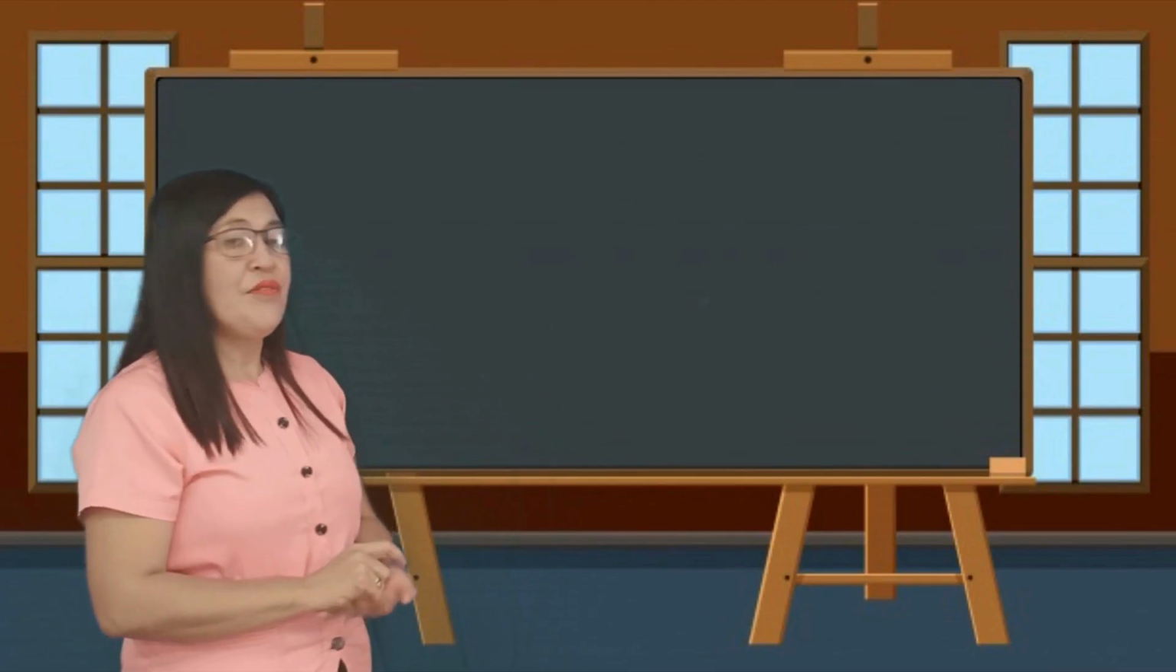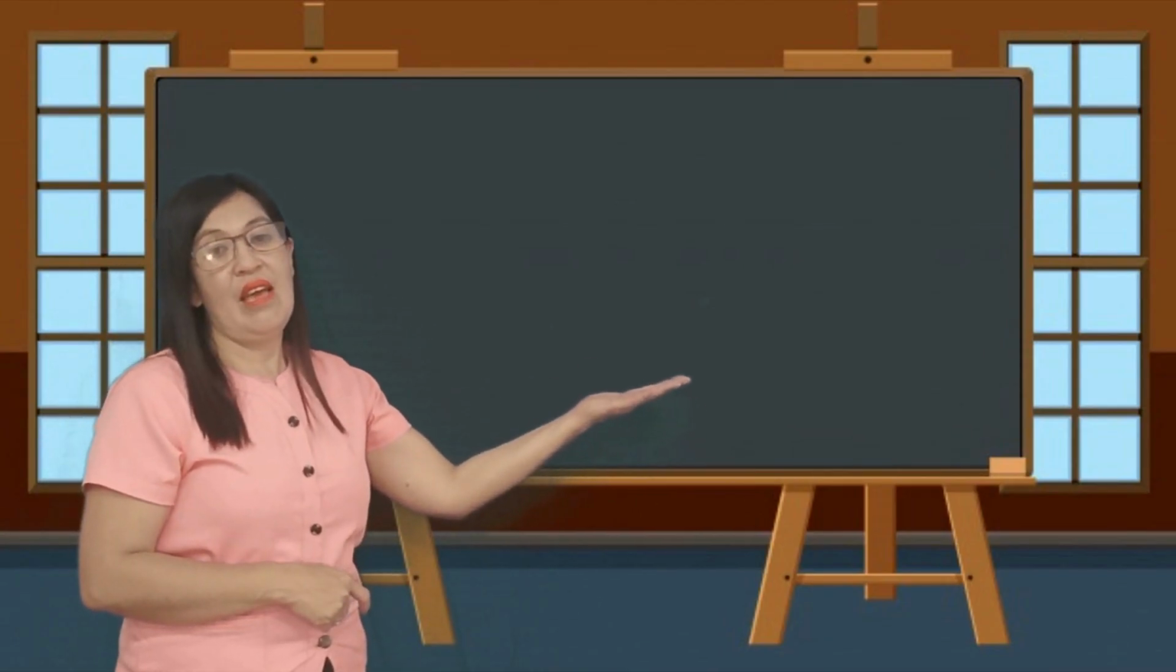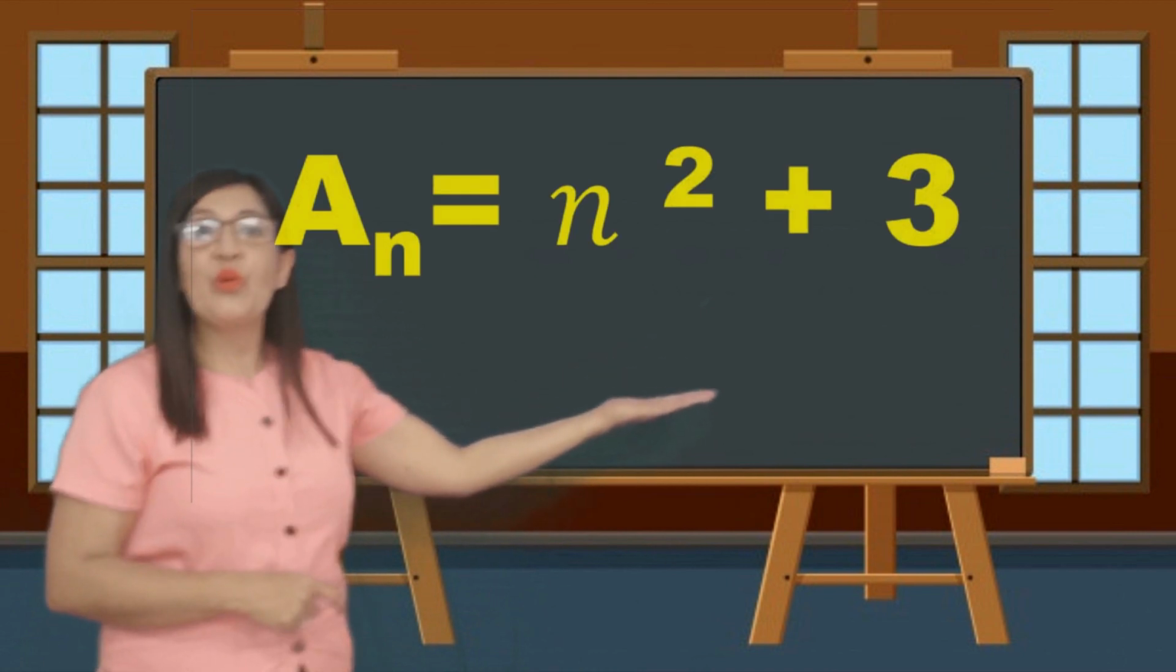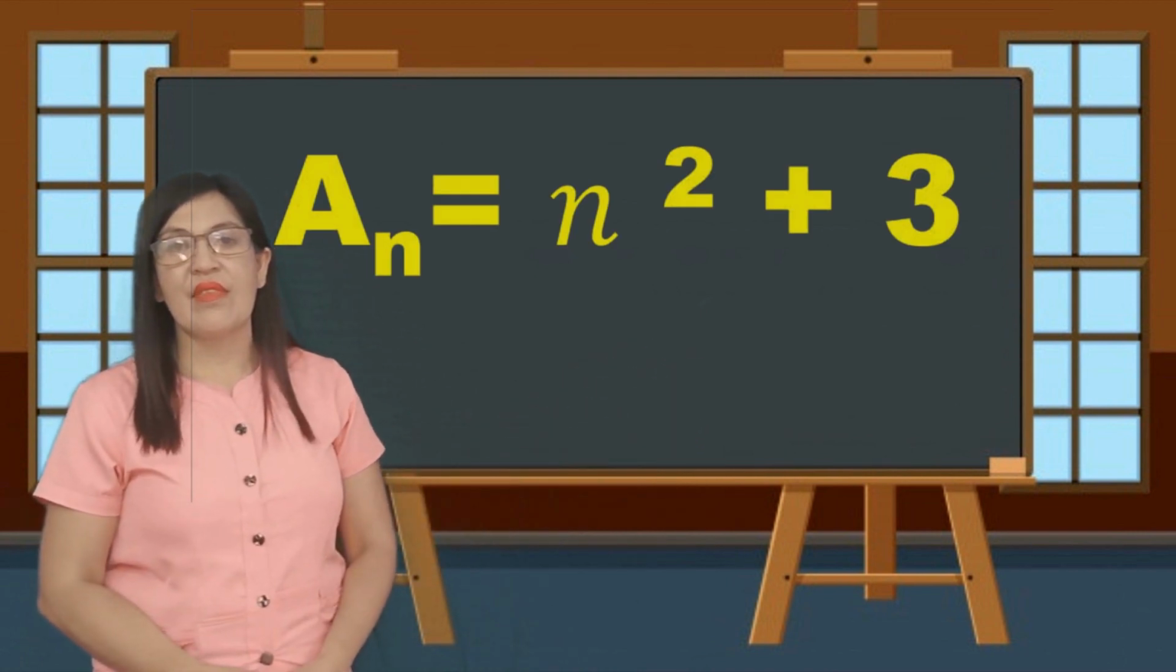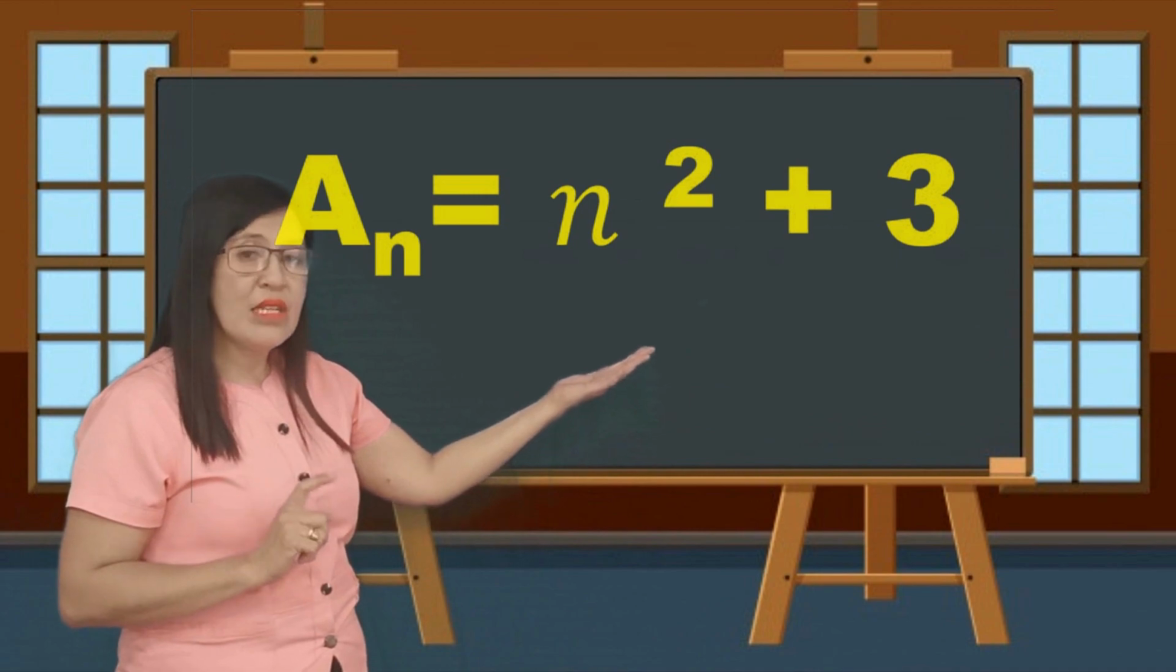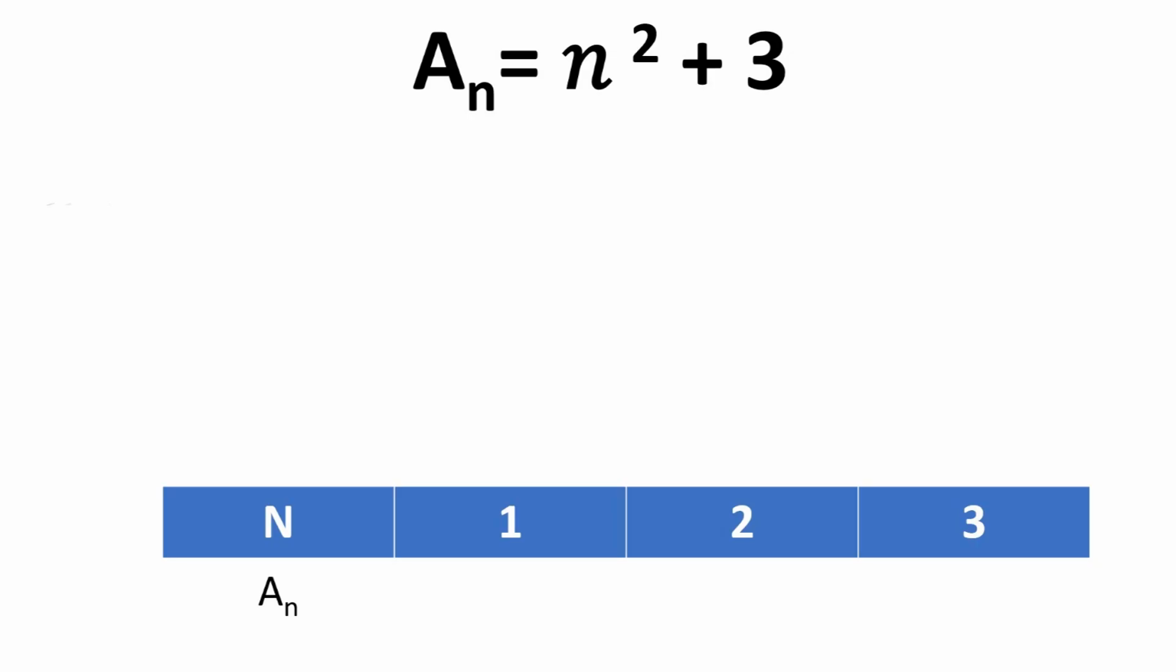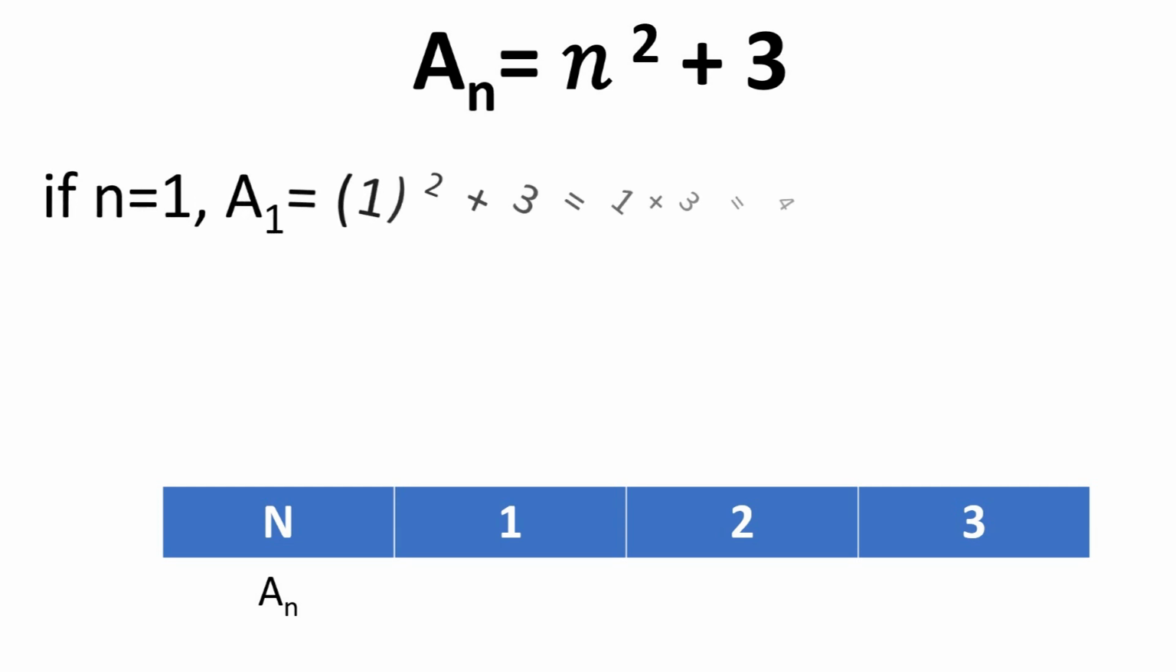The same process for this equation. A sub n equals n squared plus 3. So if n equals 1, that is 1 squared, or 1 times 1, or multiply 1 by itself. And that is equal to 1. So the sum of 1 and 3 equals 4. So a sub 1 is 4.